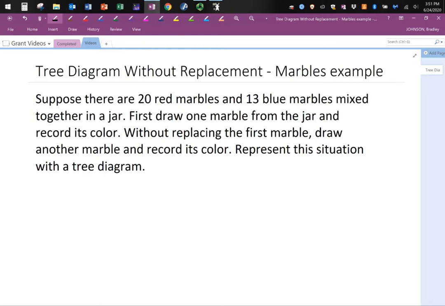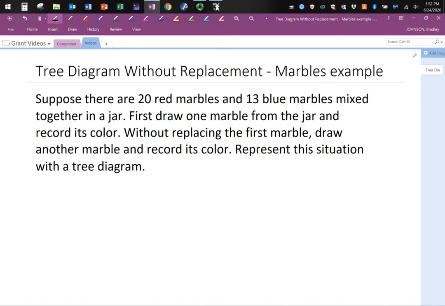So suppose there are 20 red marbles and 13 blue marbles. They're mixed together in a jar. First, draw one marble from the jar and record its color, and then without replacing the first marble, we'll draw another marble and record its color. Represent this situation with a tree diagram.